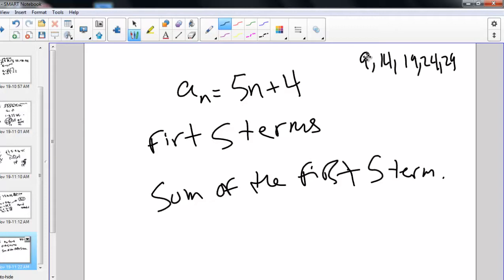All right. So that's the first 5 terms. You get that by plugging in n equals 1, n equals 2, so forth and so on, all the way up to n equals 5. So 1 times 5 is 5, plus 4 is 9. 2 times 5 is 10, plus 4 is 14. 3 times 5 is 15, plus 4 is 19, so forth and so on. Now, what's the sum of the first 5 terms? What did you get?